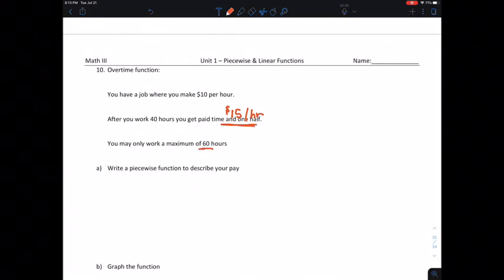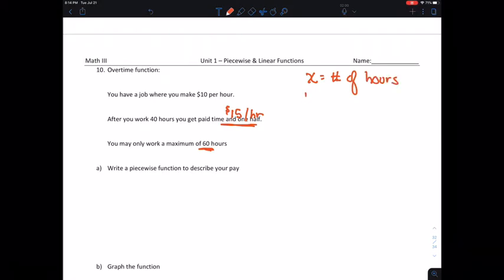Okay? But the most you can work is 60 hours. So between 0 and 40 hours, you make $10 an hour. Between 40 and 60 hours, you make $15 an hour. So this one is a little bit more difficult to do, but we still need to define our x. So let x be equal to the number of hours, and y is going to equal your pay, how much you're paid.